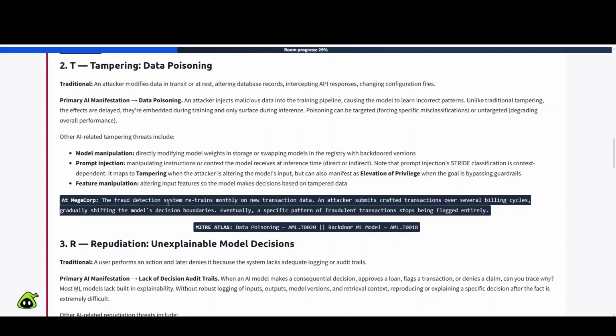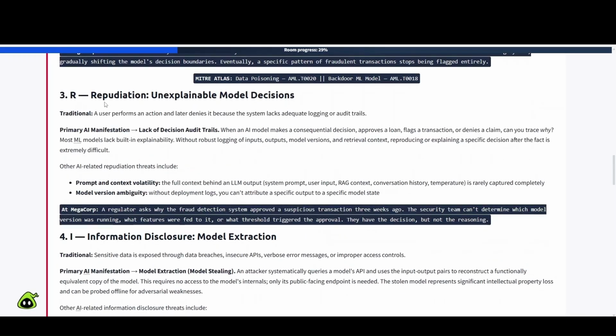At Megacorp, the fraud detection system retrains monthly on new transaction data. An attacker submits crafted transactions over several billing cycles, gradually shifting the model's decision boundaries. Eventually, a specific pattern of fraudulent transactions stops being flagged entirely. MITRE ATLAS: data poisoning, AML.T0020; backdoor ML model, AML.T0018.